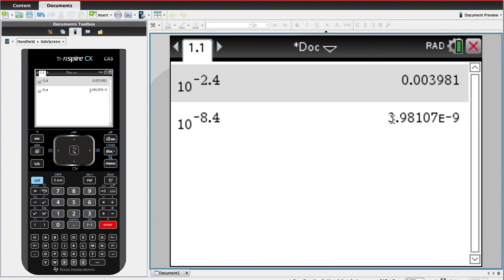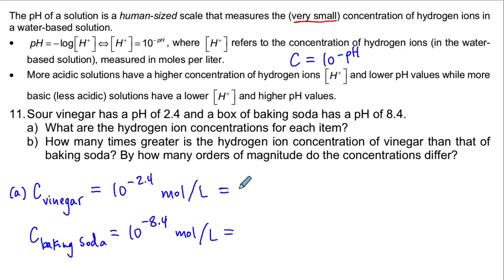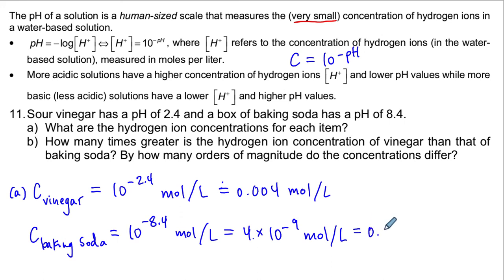And so this seems like a big number, but this is really exponential or scientific notation, so we have to make sure to write that really carefully. So the first one is going to be about 0.004 moles per liter, and that is approximate. And the other one was 3.981, so 4 times 10 to the negative 9 moles per liter. And so this is written as a decimal as 0.000000004 moles per liter. So these are really, really small numbers, and this one is much smaller than that.